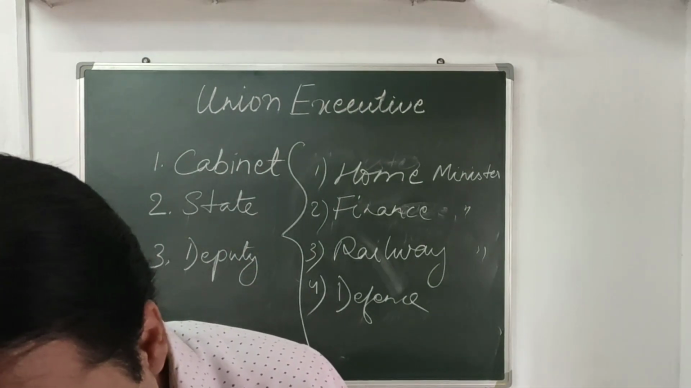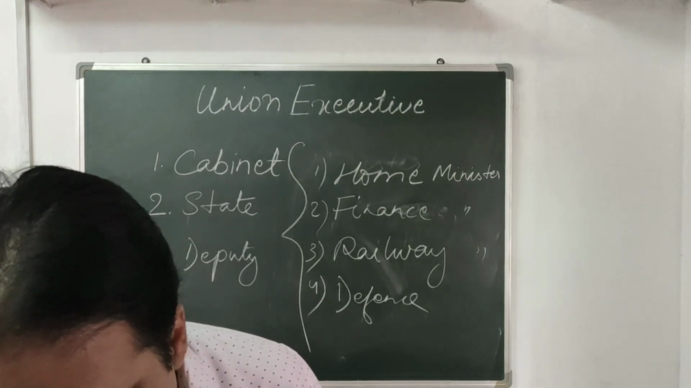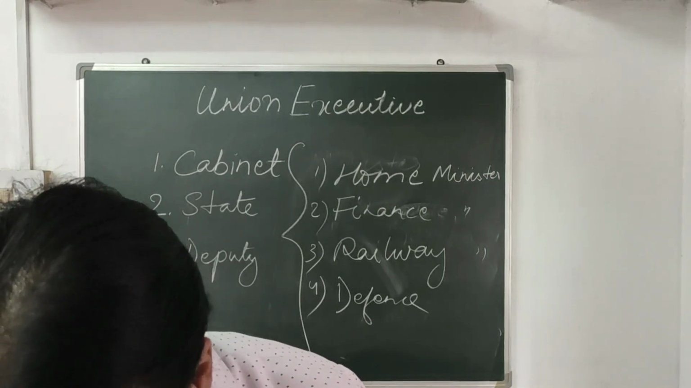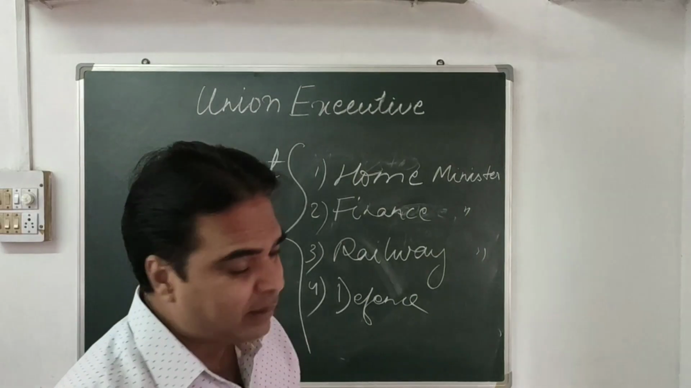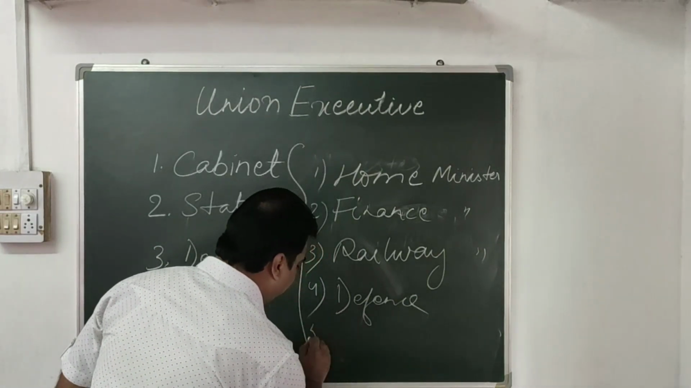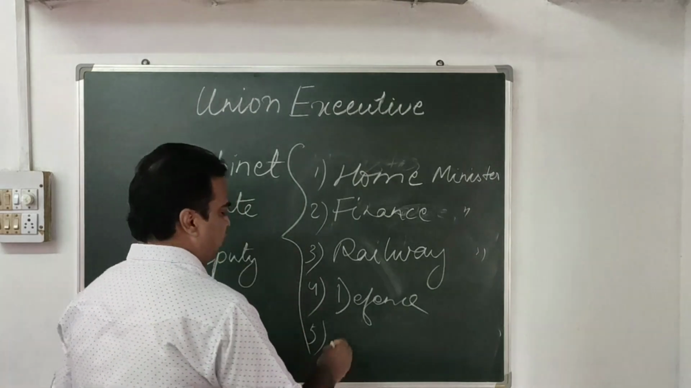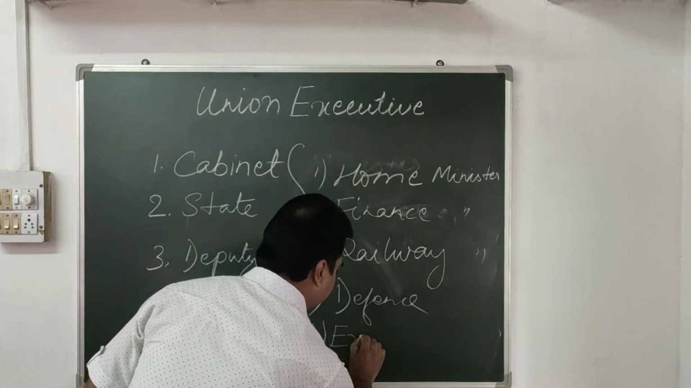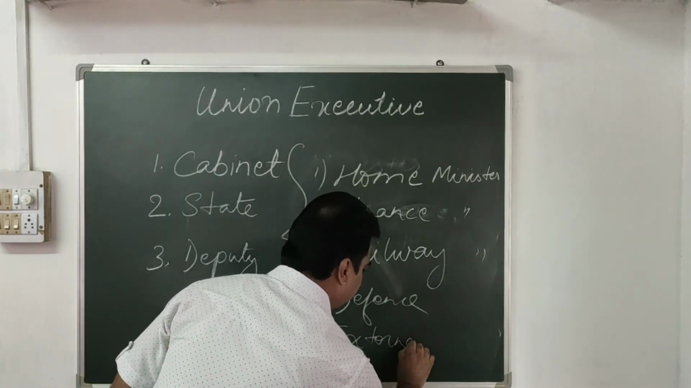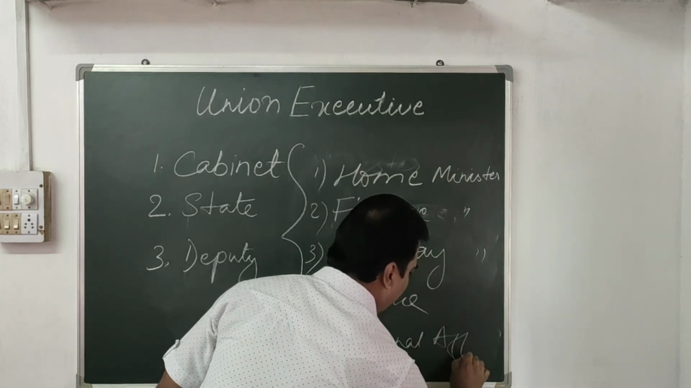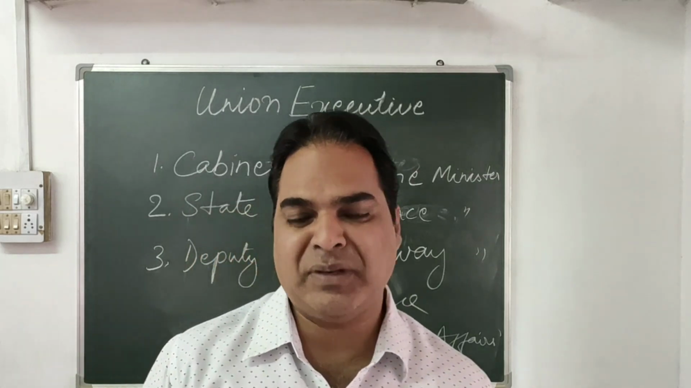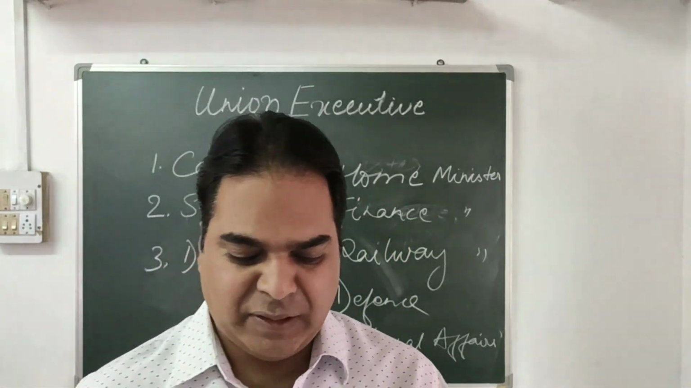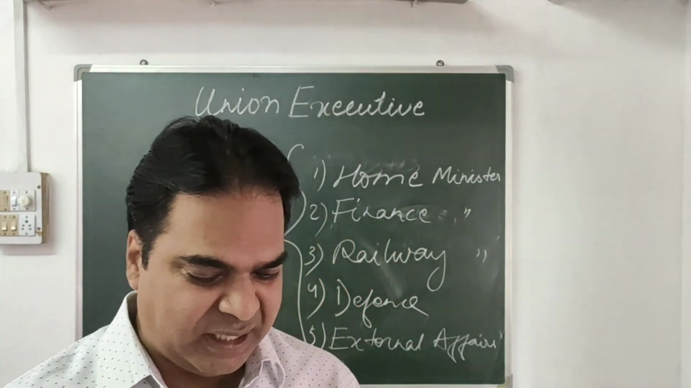Apart from that, a few more are there. Let me tell you. Yes, defense is also there. Then number five, we have External Affairs. External Affairs Minister means Foreign Minister. External Affairs Ministers, Foreign Minister is also there.